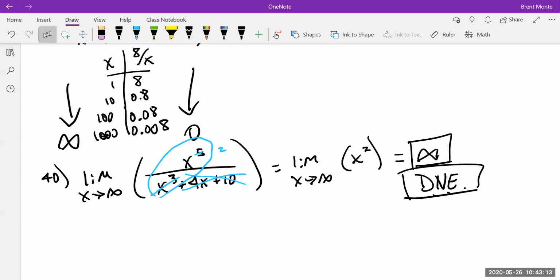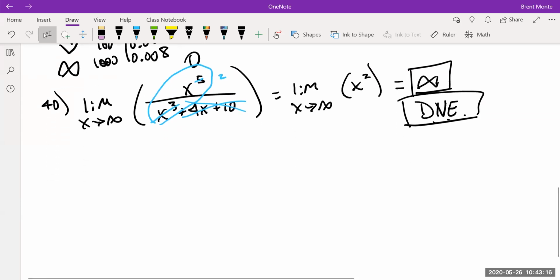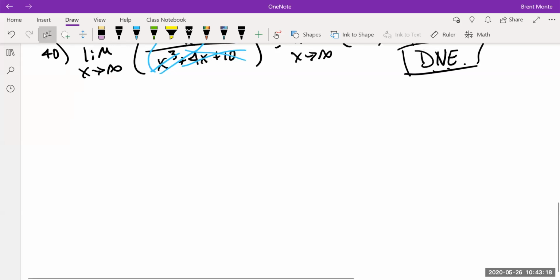Okay, one last idea in this section. It's the idea of continuity. So let me post the definition for you. There it is, continuity. So let's copy that, we'll paste that in here.